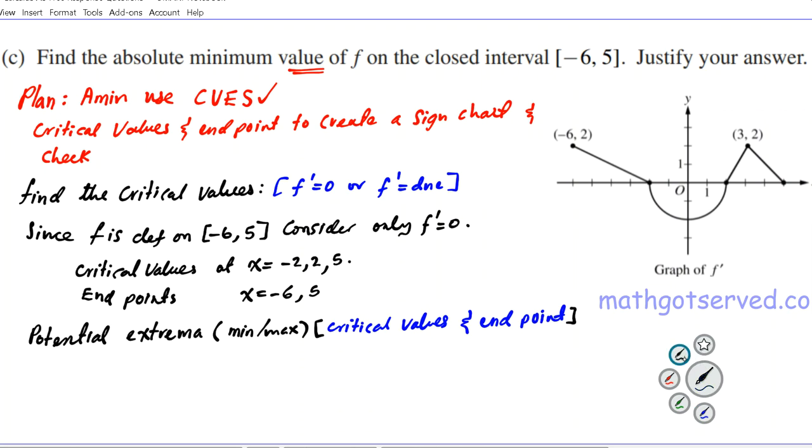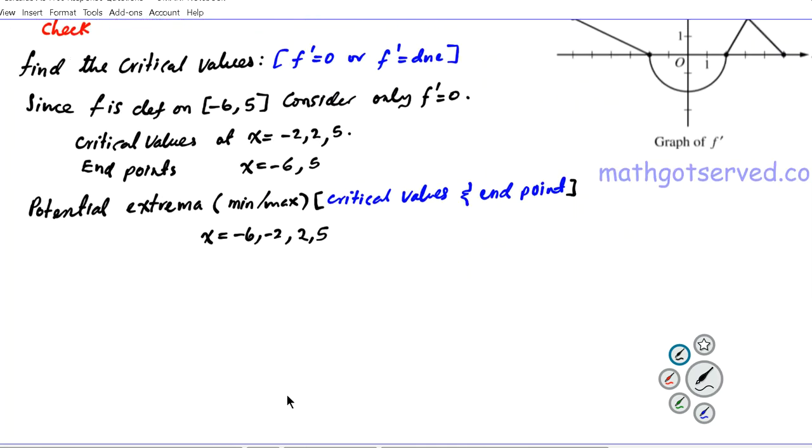So our potential extremas are x equals negative 6, negative 2, 2, and 5. Now, what on earth are we going to use these values for? Well, these are the values that we're going to use to create our sign chart. Remember, we talked about the plan? Using our critical values and endpoints, that's what we're using to create the sign chart. Alrighty, so let's go ahead and create our nice little sign chart here.